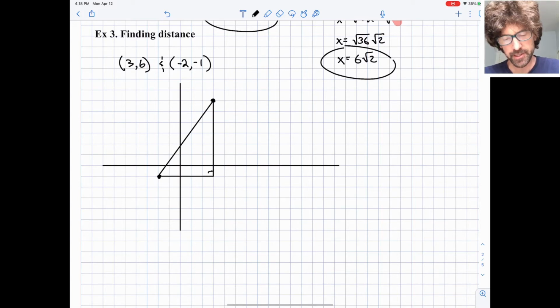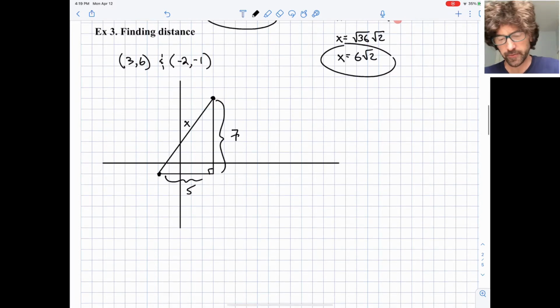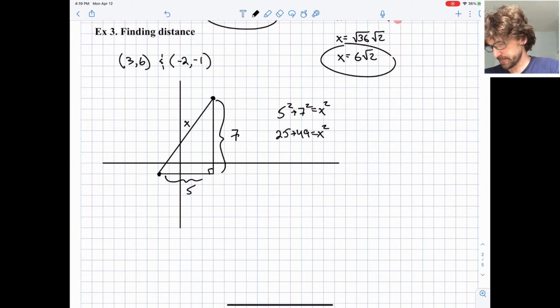And then I can just find the lengths of those legs. This is going to be 7, and this is going to be 5. And x is what we're looking for. So we can say 5 squared plus 7 squared is x squared, meaning that 25 plus 49 is x squared. So x squared is 74.